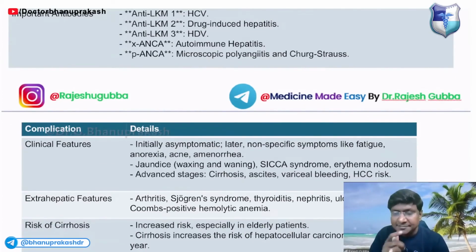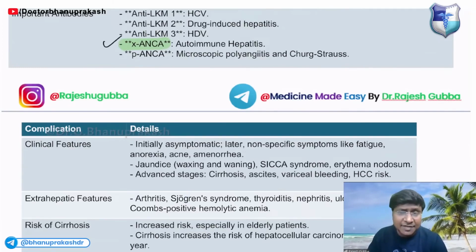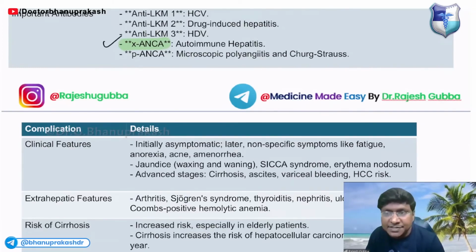But please remember, in case of autoimmune hepatitis, we have a form of ANCA called X-ANCA. Actually, ANCA, how many types do you have? P-ANCA, C-ANCA. P-ANCA is present in microscopic polyangiitis and Churg-Strauss syndrome, and C-ANCA is present in Wegener's granulomatosis. But in autoimmune hepatitis, what you'll have is X-ANCA being present, right?